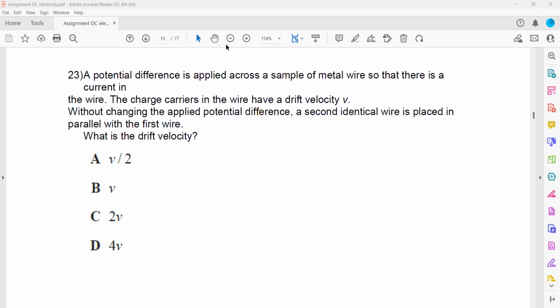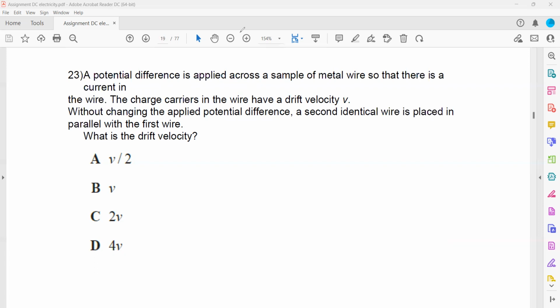In question 23, a potential difference is applied across a sample of a metal wire. So there is a current in the wire. The charge carriers have the drift speed v. Without changing the potential, a second identical wire is placed in parallel to the first one. What is the drift velocity?